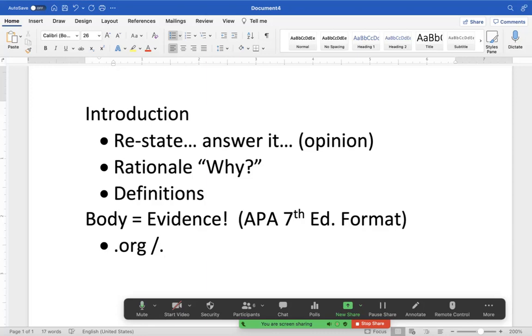Healthcare professionals. .gov, of course, like the NIH, CDC, and .edu, medical schools and nursing schools.